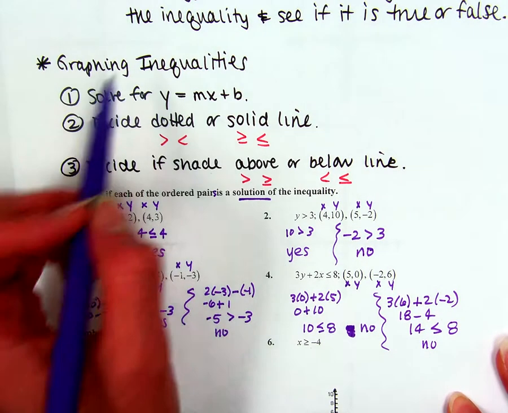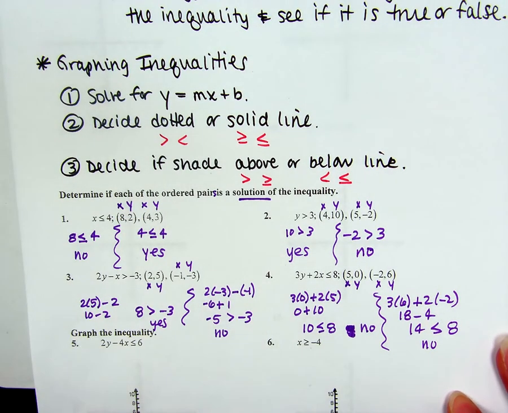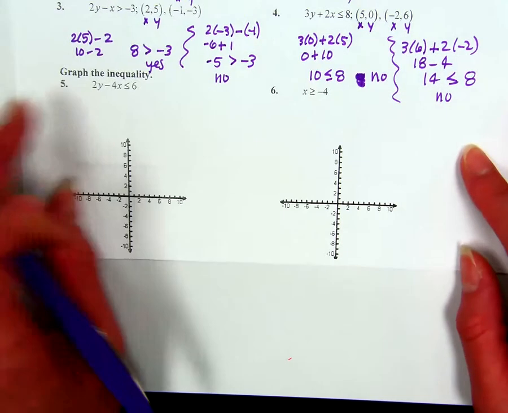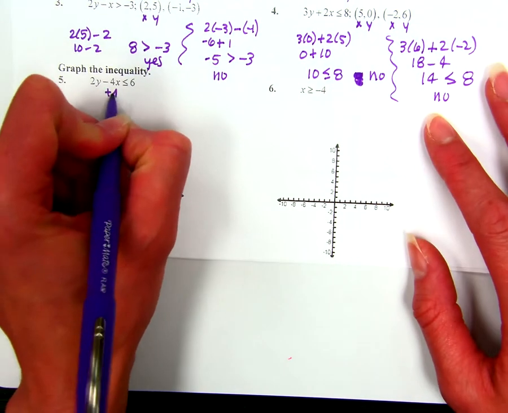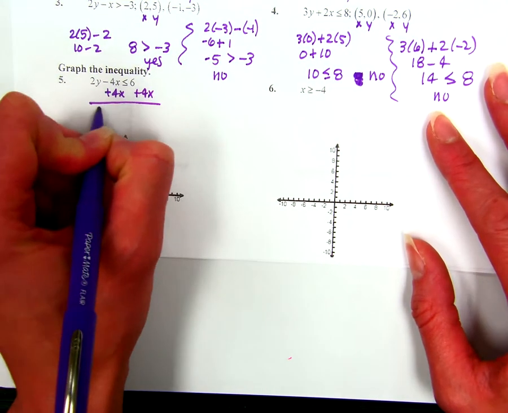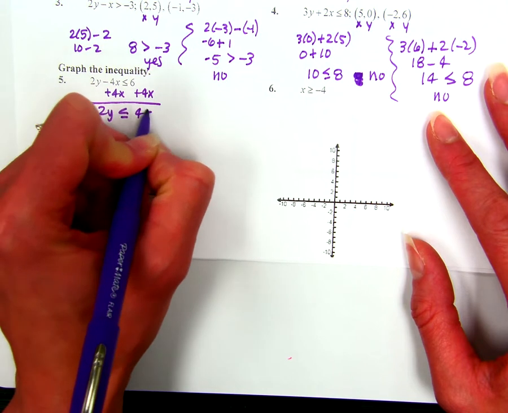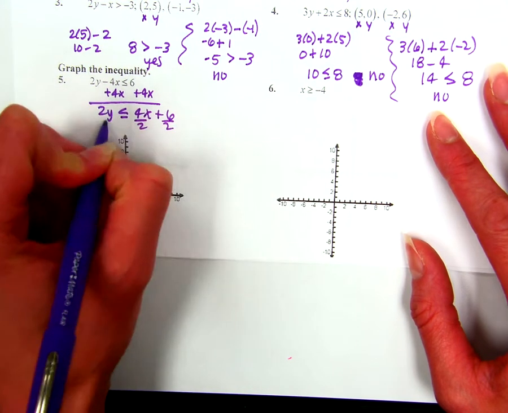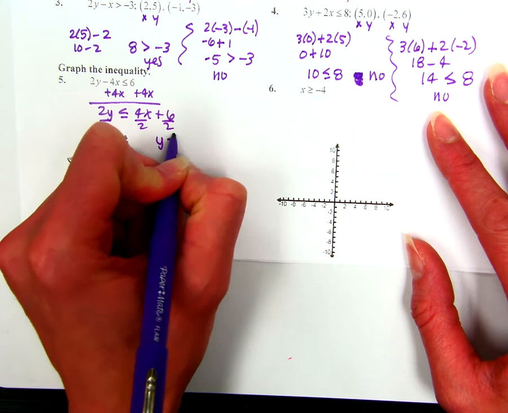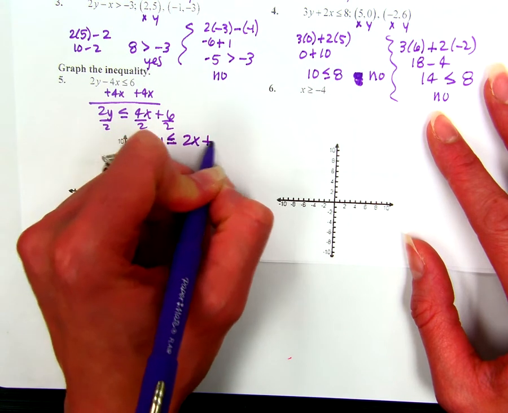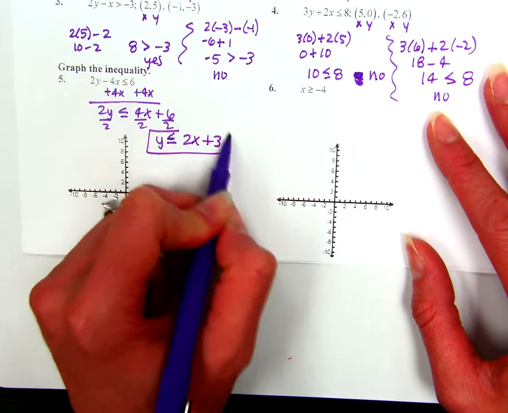All right, for graphing inequalities, we'll go back to these steps. First, you need to solve for y. So it's going to be y equals mx plus b. Notice in this problem, we need to move the 4x to the other side. We've done this with equations. So we've got 4x plus 6, and then we're going to divide everything by 2. So we have y is less than or equal to 2x plus 3. All right, that's step 1.